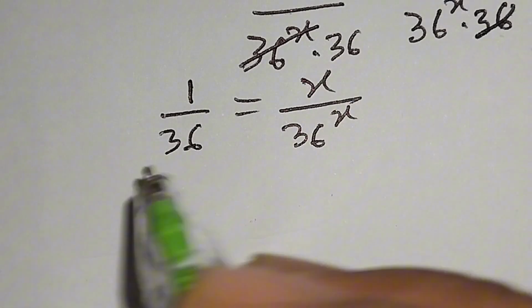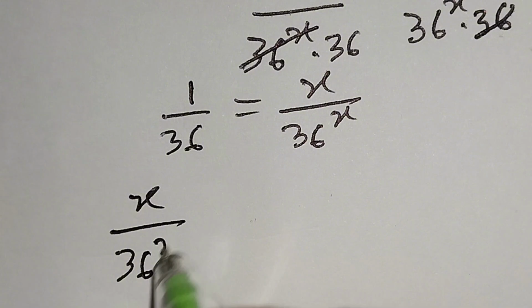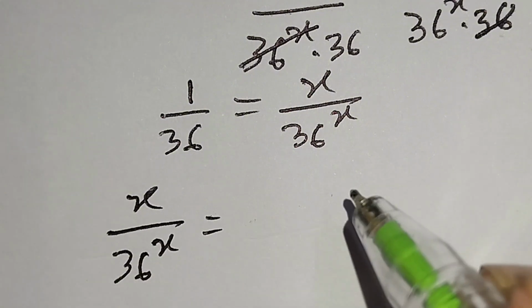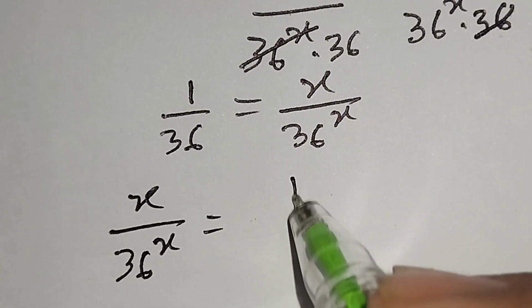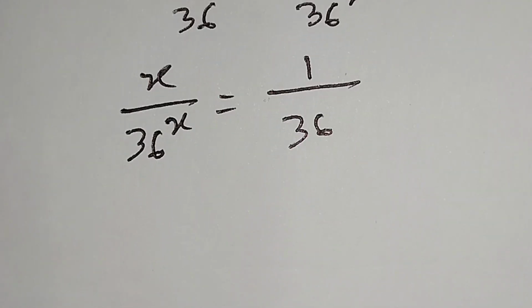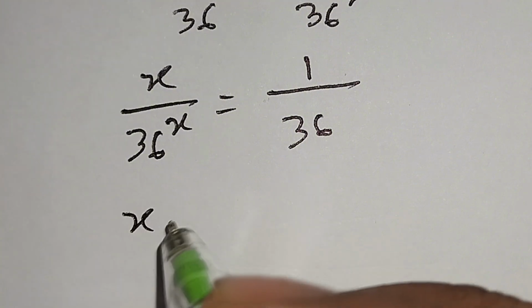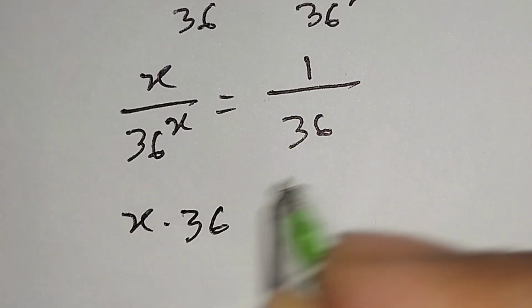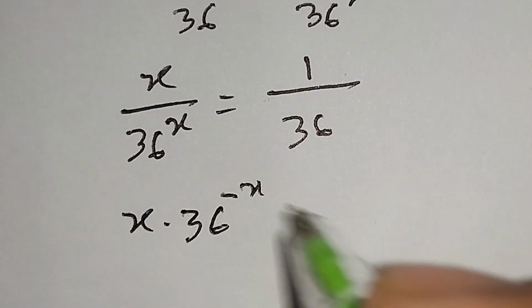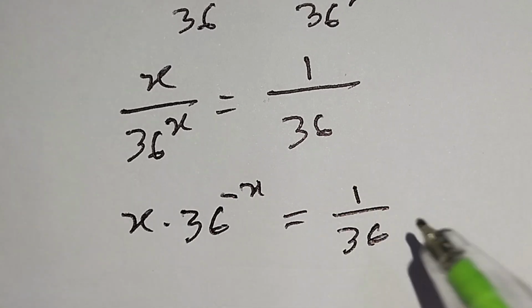From the right side we can write x over 36^x is equal, and from the left side we can write 1 over 36. We can write this as x times 36^(-x) is equal to 1 over 36.